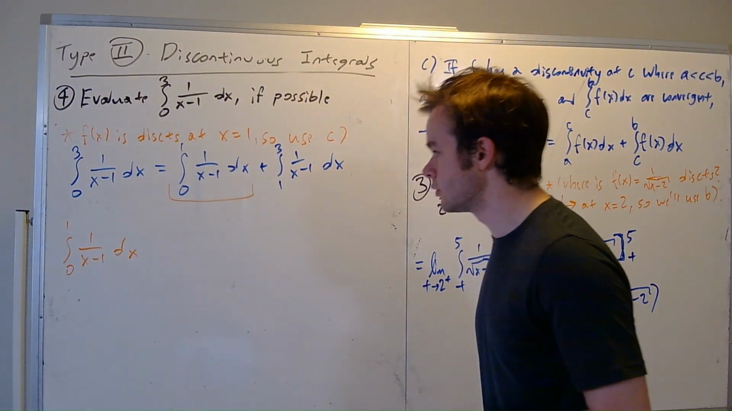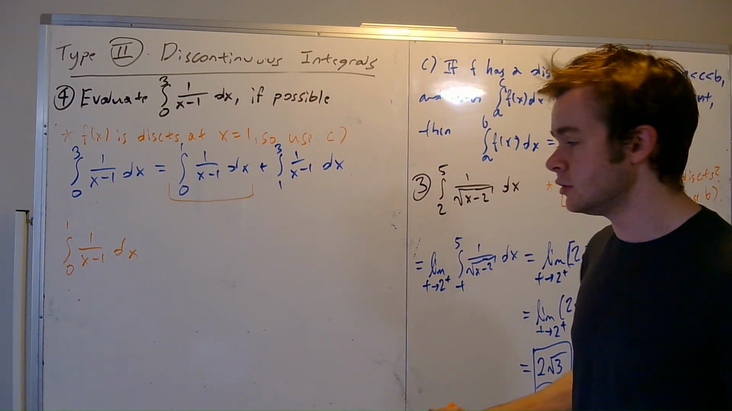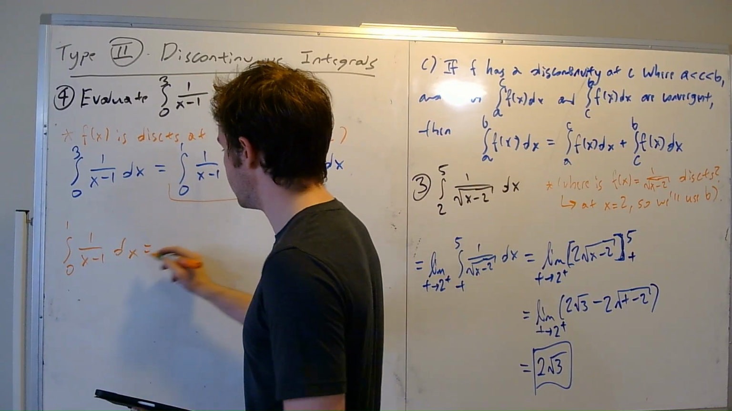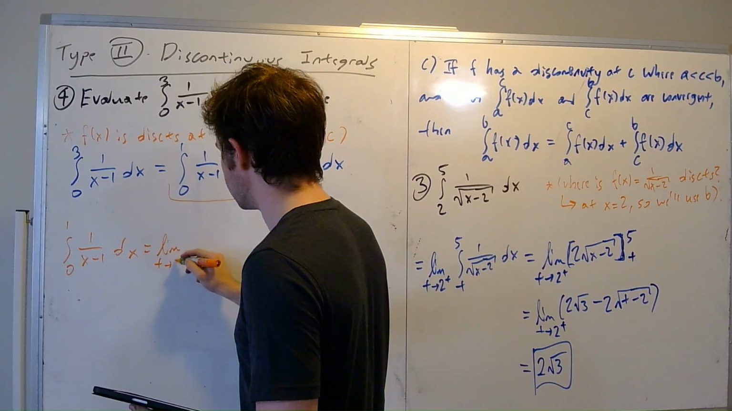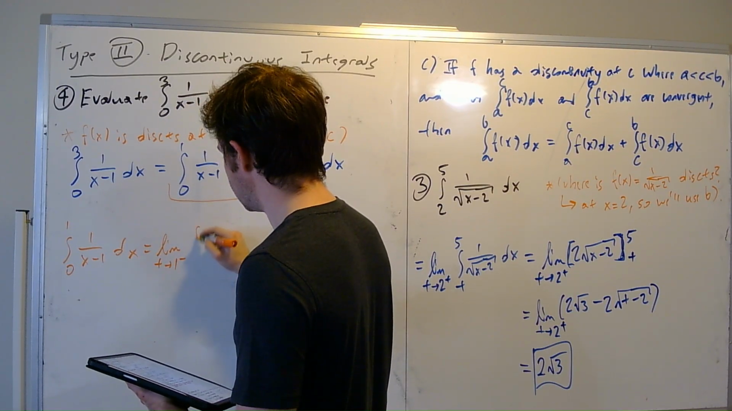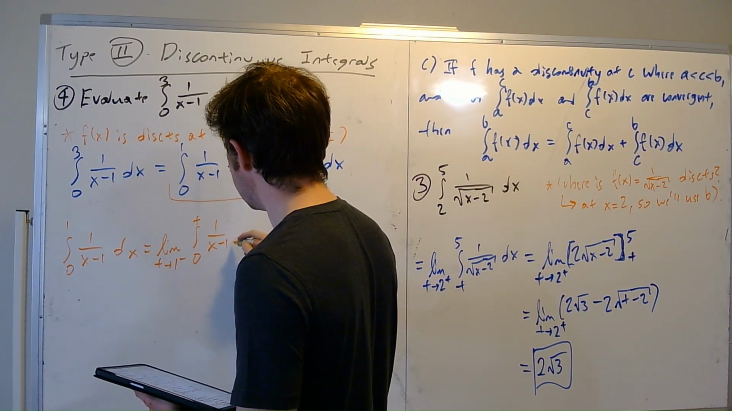Okay, and we're going to try to solve this integral. Notice it's not continuous at 1, so we need to use what we said in part A, which was to replace this 1 with a t. We're going to write the limit as t goes towards 1 from the left of the integral from 0 to t of 1 over x minus 1 dx.